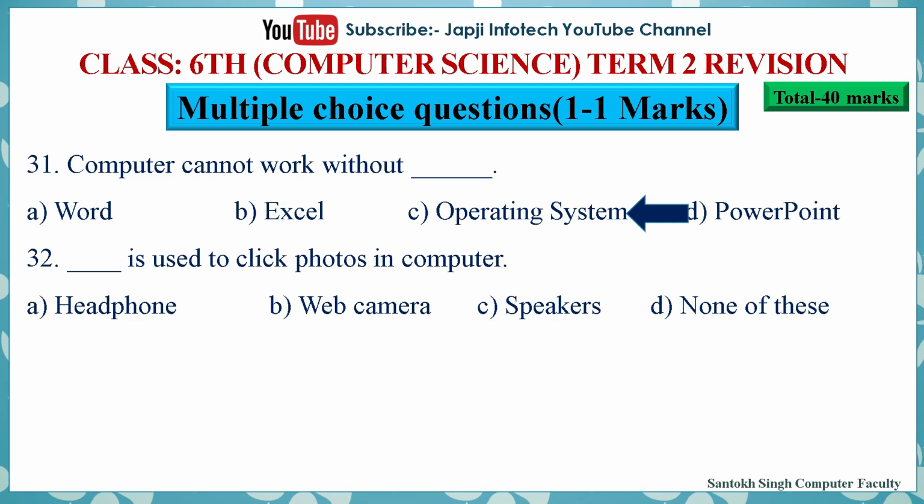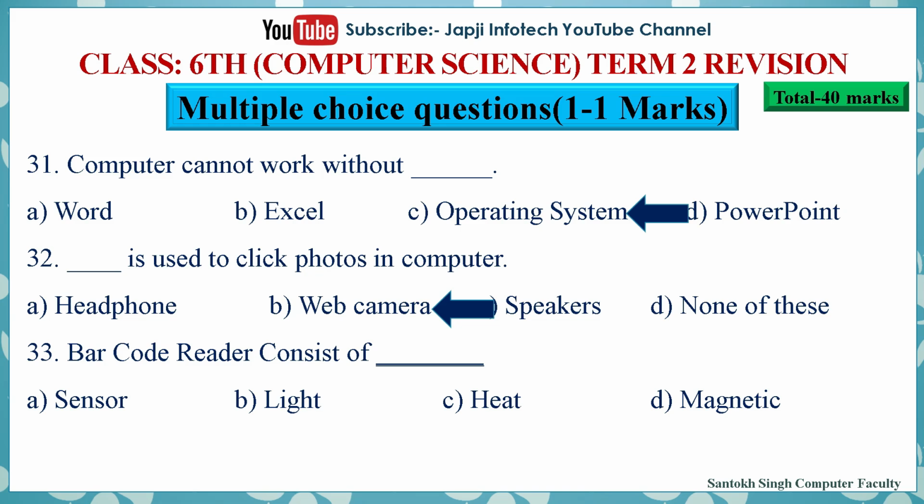And the right answer is web camera is used to click photos in computer. And 33rd one is barcode reader consists of dash and the options are sensor, light, heat, and the last one is magnetic. And the right answer is barcode reader consists of sensor.